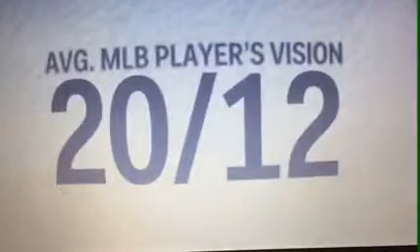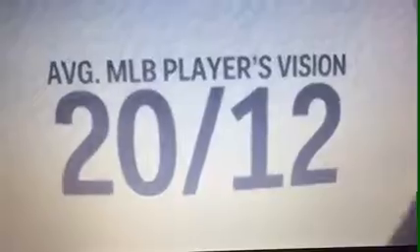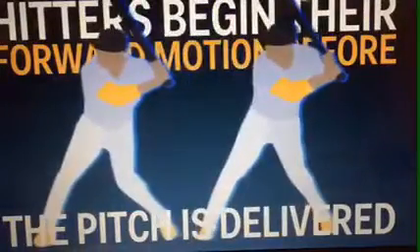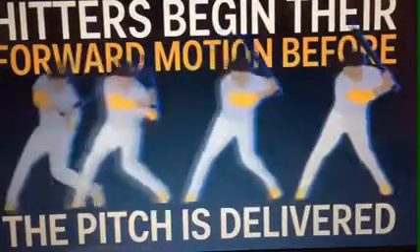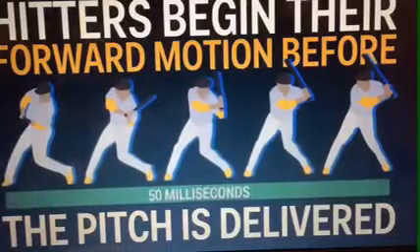Well, for one, it helps to have good eyesight. The average MLB player has 20/12 vision, and it's a quality scouts look at when assessing players. It also helps to get a head start. Hitters will begin their forward motion before the pitch is delivered. They have about 50 milliseconds to decide to check their swing. After that, the bat will be moving too fast to be stopped.